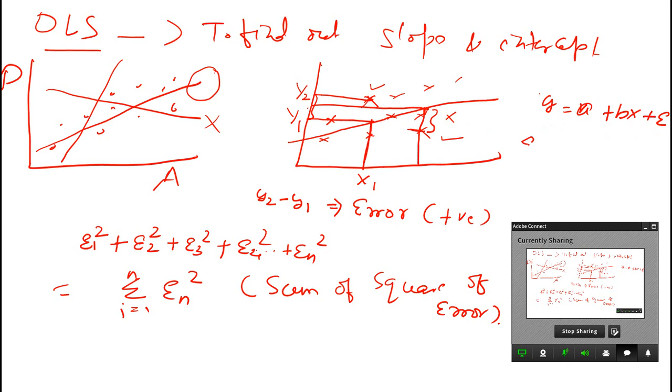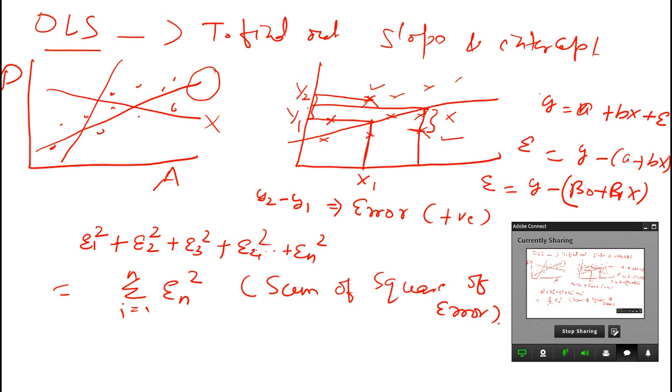So how do we find the error? Error is nothing but y minus (a plus bx). Or in more technical form, in statistics, we call the intercept a beta 0, and the slope beta 1. This is just a notation. So error is y minus (beta 0 plus beta 1 x).